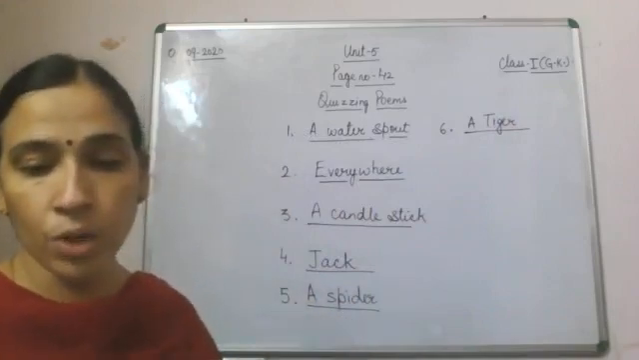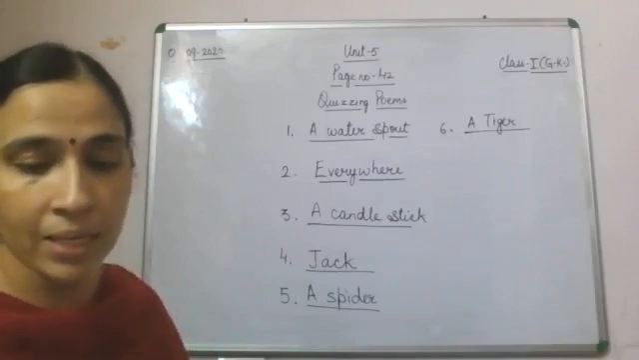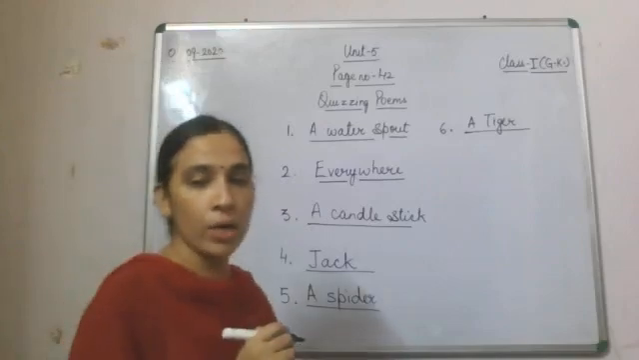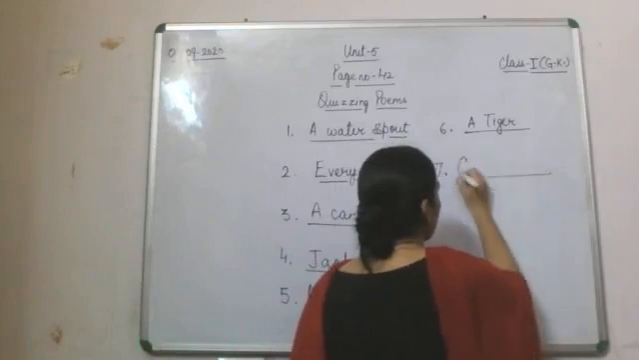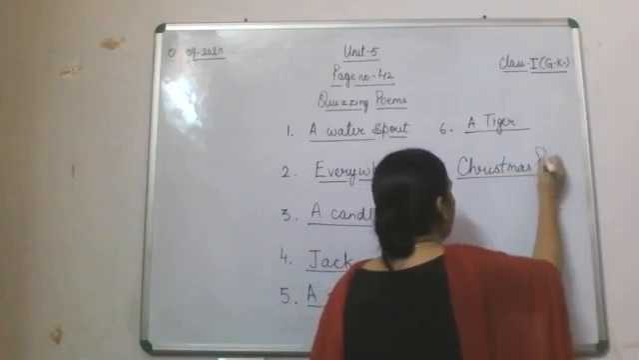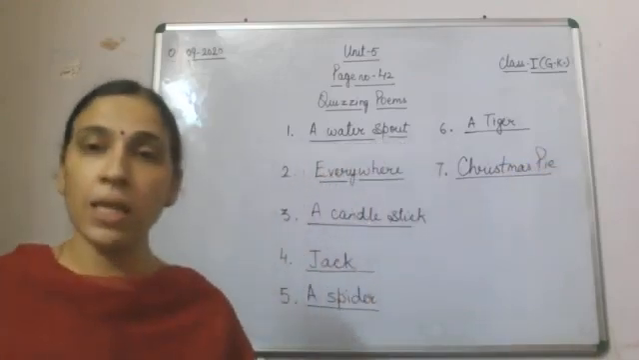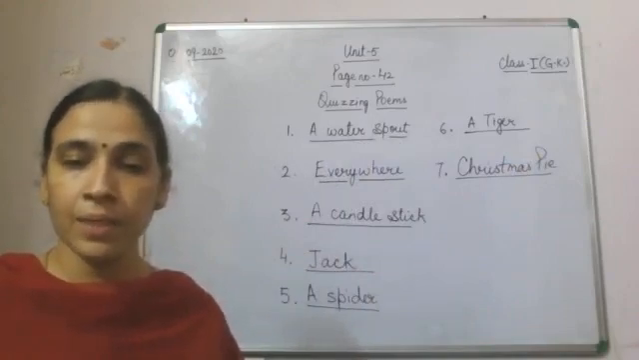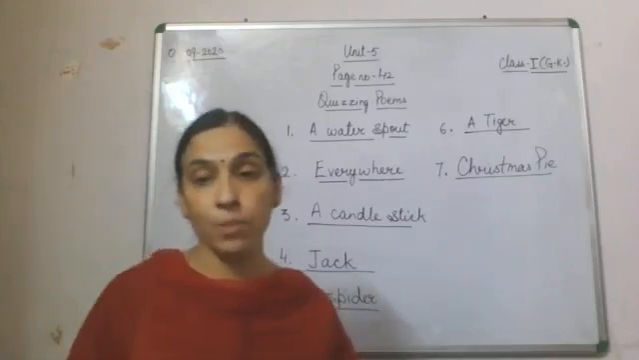Now number 7. What was little Jack Horner eating? Christmas pie. Little Jack Horner was eating Christmas pie. Fine. Christmas pie is a sweet dish which is occasionally made on Christmas, and little Jack Horner in that poem is eating that Christmas pie.